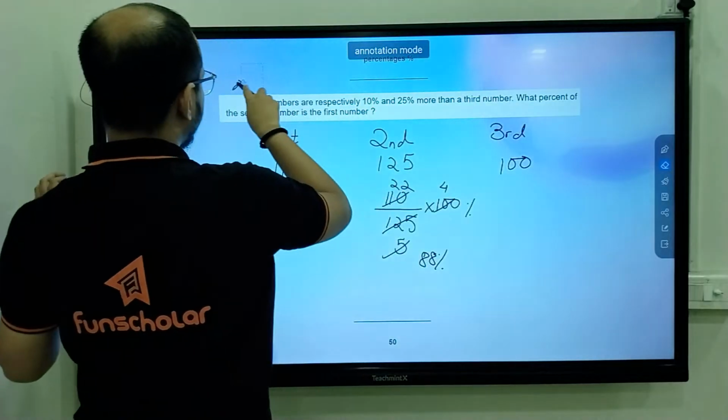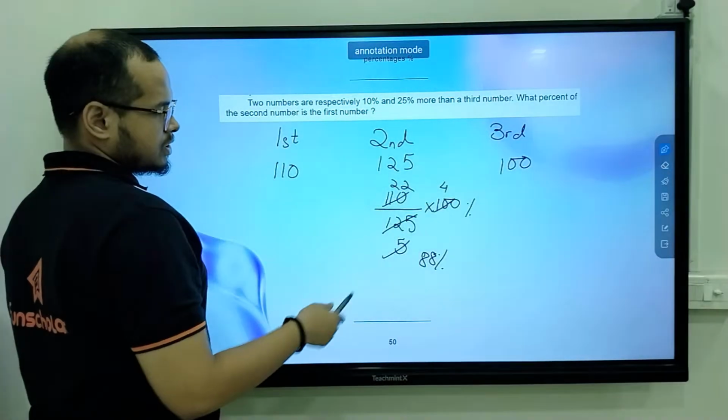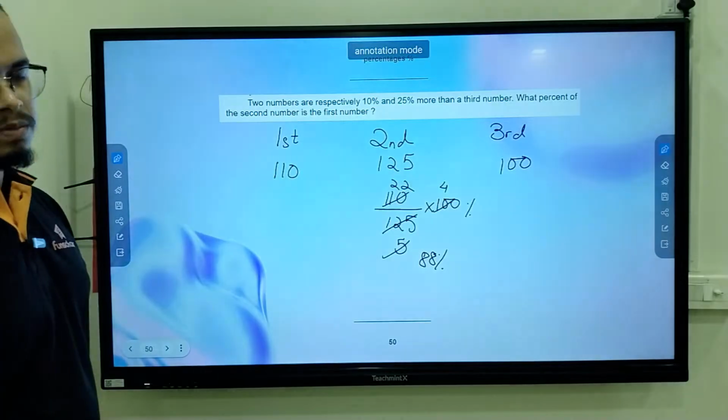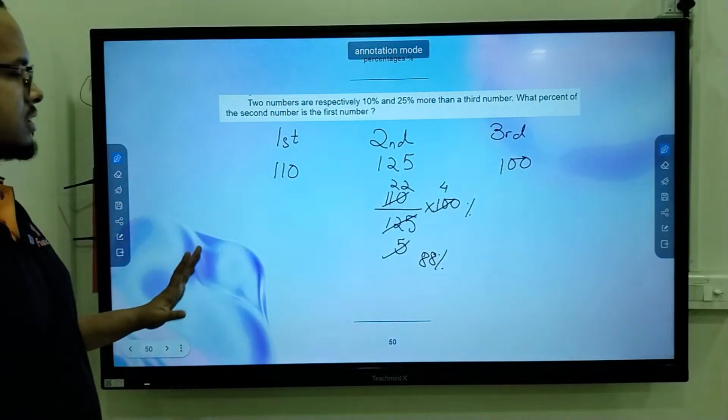If you have any problem understanding this sum, try to see the explanation on the next page, but this is the basic concept.